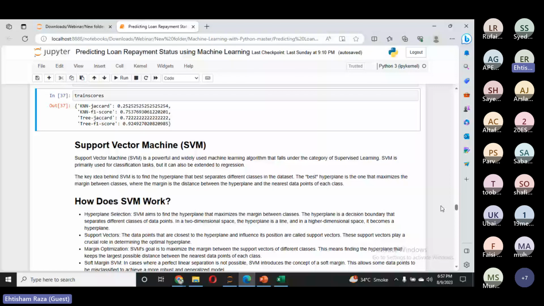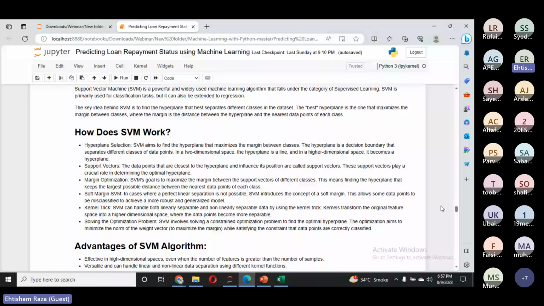The rest of it is the same as the decision tree, but now I'm moving on to the advantages and disadvantages of the SVM algorithm. Effective: that's the main thing you want to know, how effective it is compared to other algorithms. It can easily work in high dimensional spaces. What are high dimensional spaces?